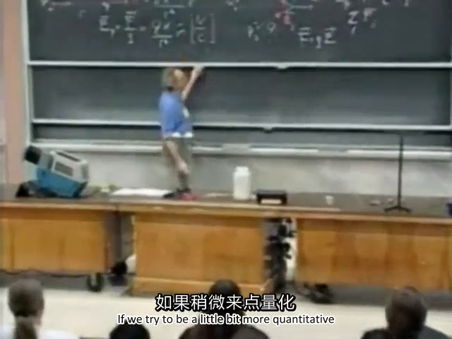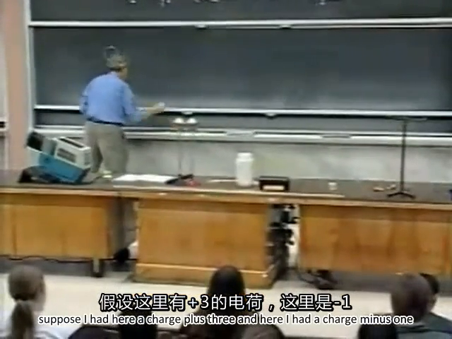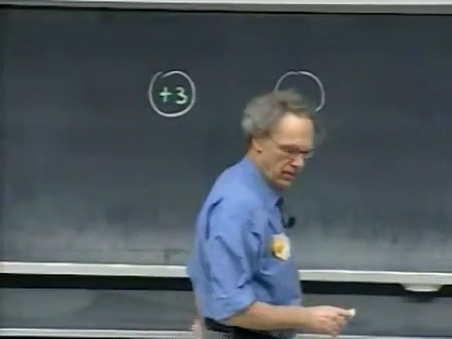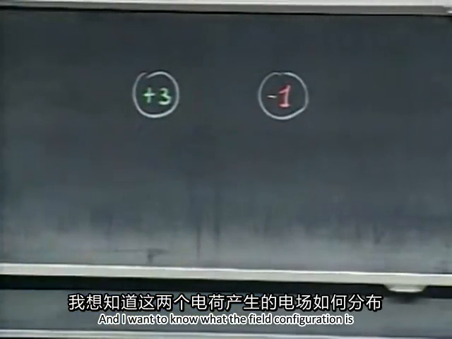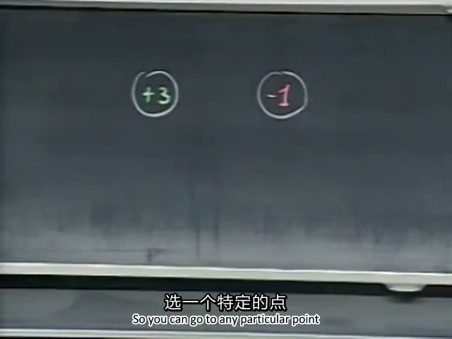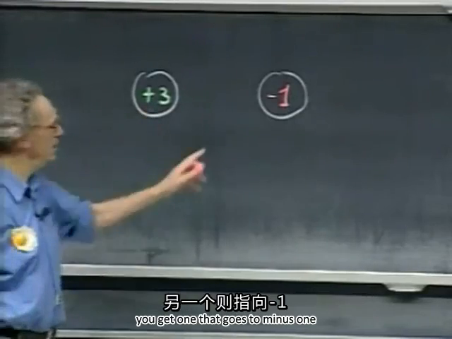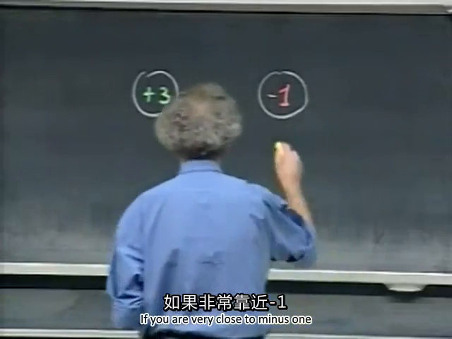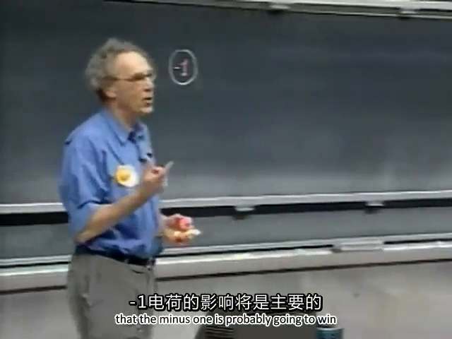If we try to be a little bit more quantitative, suppose I had here a charge plus 3. And here I had a charge minus 1. And I want to know what the field configuration is as a result of these two charges. So you can go to any particular point. You get an E vector which is going away from the plus 3. You get one that goes to minus 1, and you have to vectorially add the two. If you're very close to minus 1, it's very clear, because of the inverse R square relationship, that the minus 1 is probably going to win.